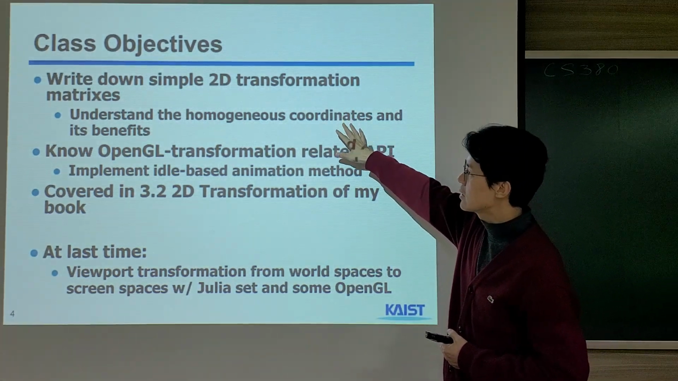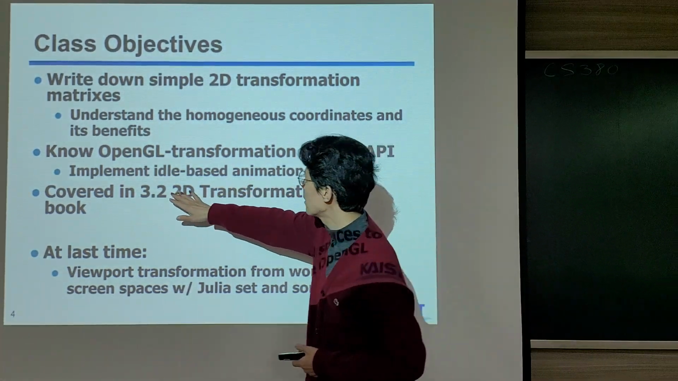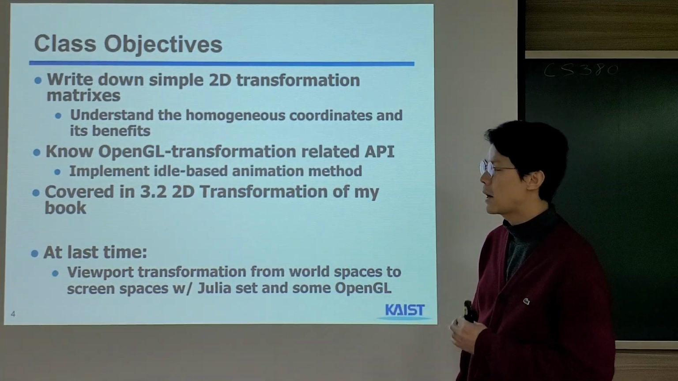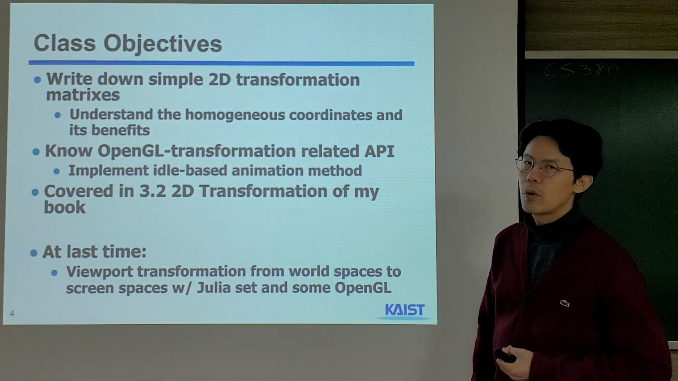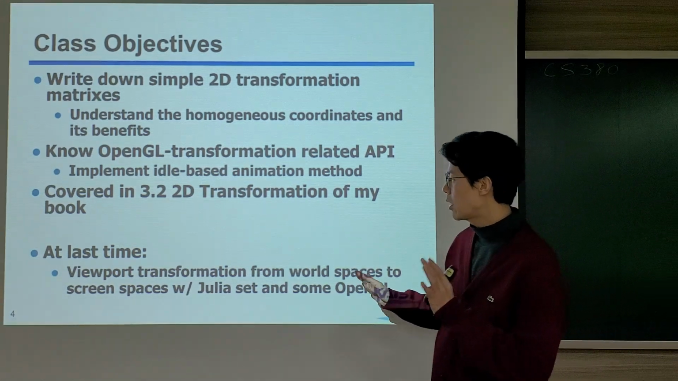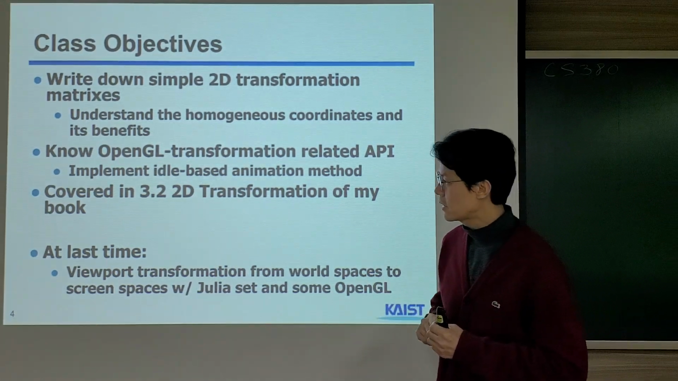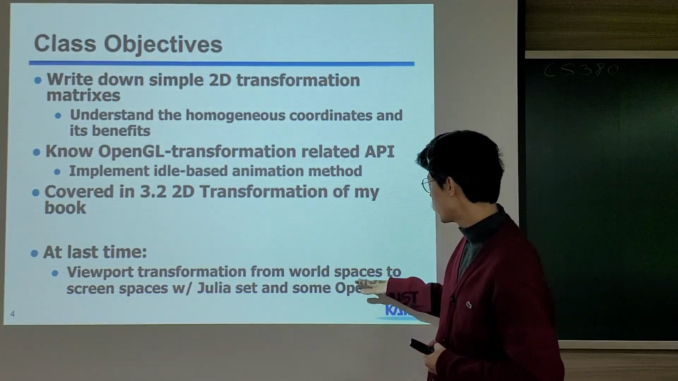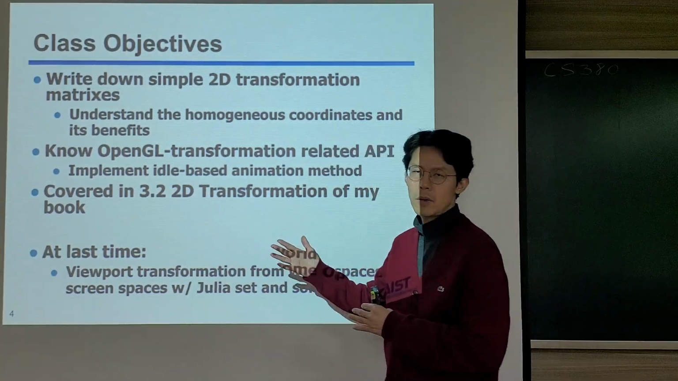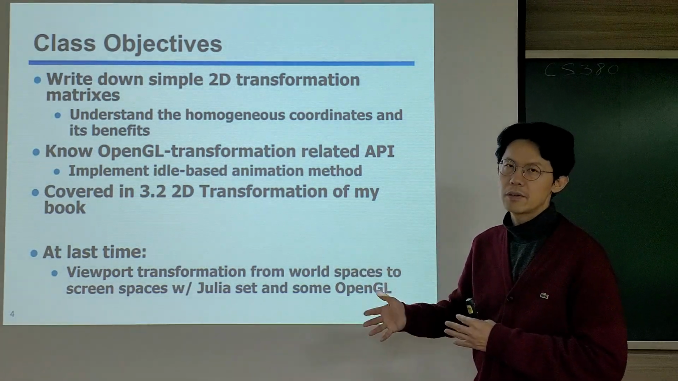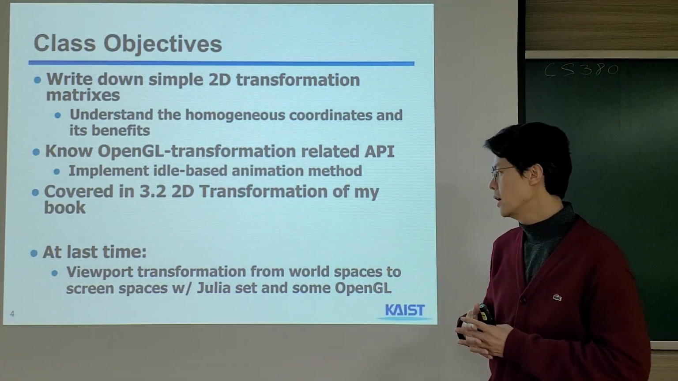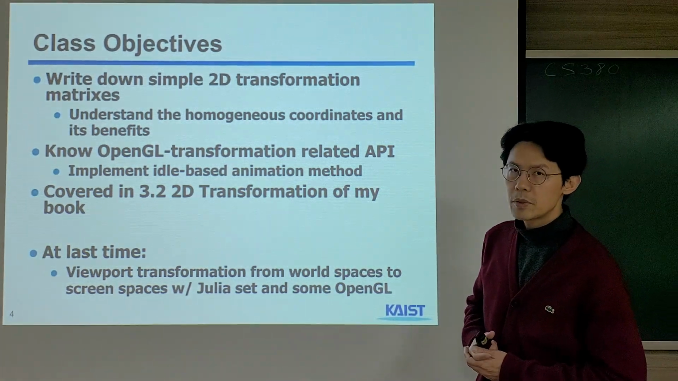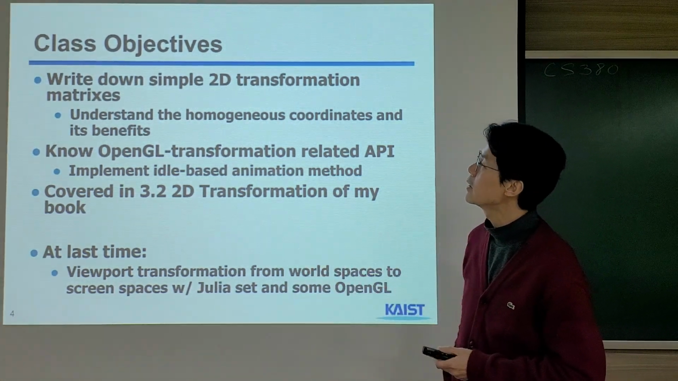This information is covered in chapter 3.2 on 2D transformation in my book. You might recall that last time we talked about a transformation which is nothing but the viewport transformation from the world space to the screen space, passing through NDC, normalized device coordinates, in the example of the Julia set. PA1 is also related to this.